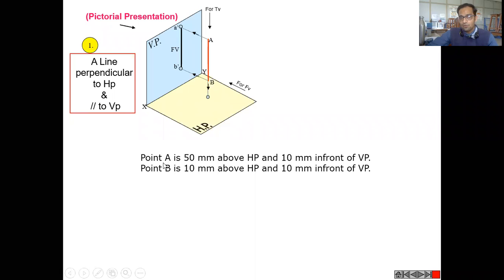क्यों 40 mm है? क्योंकि point A जो था वो 50 mm above HP था, point B जो था वो 10 mm above HP था. So line AB is indicating 40 mm length. So sometimes what happens, we have to identify some data by observing the information which is available. So AB is having length of 40.